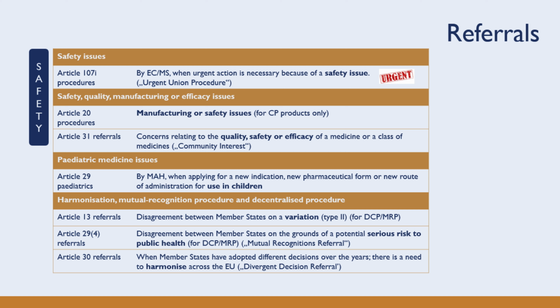Continuing with the second part of referrals, we further explore the various types of referrals, including urgent union procedures, and those involving concerns over the safety, quality, or efficacy of medicines. This comprehensive overview helps delineate the regulatory pathways that ensure medicines on the market maintain a favorable benefit-risk profile.